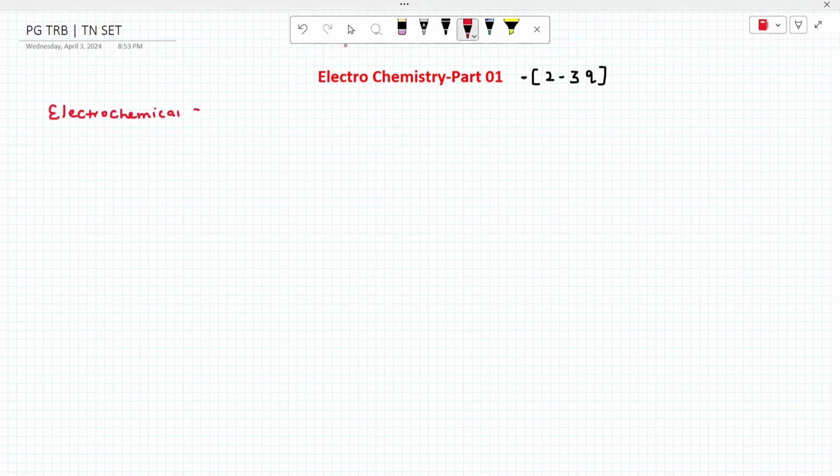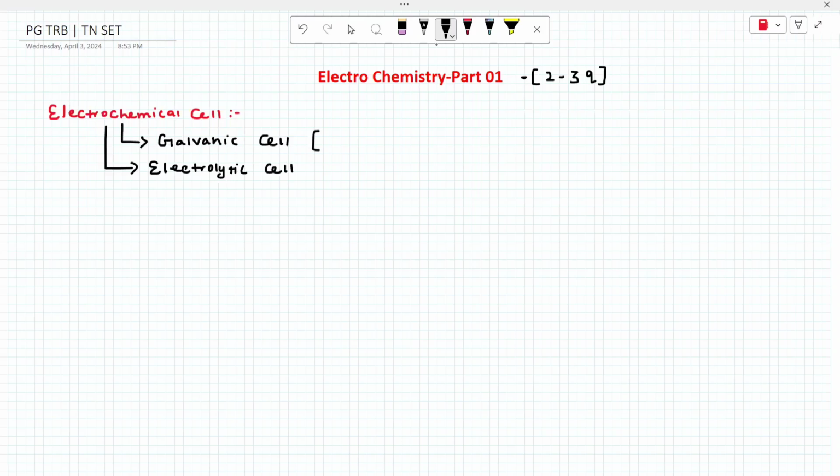Electrochemical cell. See, now this electrochemical cell is classified into two types. One is galvanic cell, and the second one is electrolytic cell. Please note.